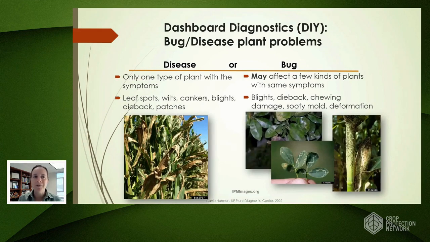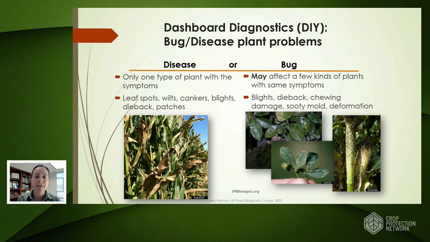So assuming that we figured out by distribution and timing that the issue is biotic, a pest or a disease of some sort, we now have to determine if it's likely a disease problem or a bug infestation. Remember when I noted that pathogens are picky, attacking one type of plant at a time usually? Well, bugs, like insects, mites, nematodes, may attack a few types of plants at the same time, but the symptoms will be similar across all the plants affected.